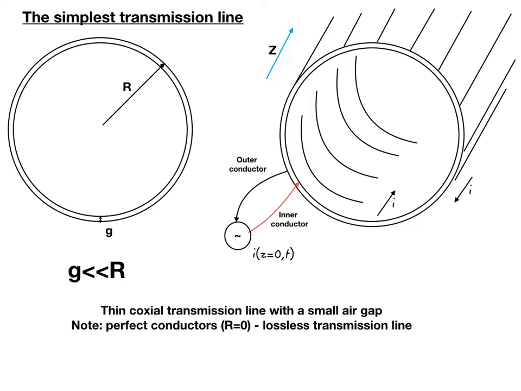The distance between the conductors is very small compared to the radius of the conductor, and we'll denote this small distance, the gap, with the letter g. The radius of the inner conductor will be denoted by r. We're going to inject current in the inner conductor, which is the positive side, and pull the current out from the outer conductor.